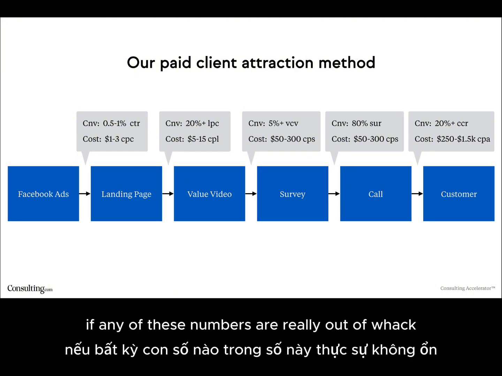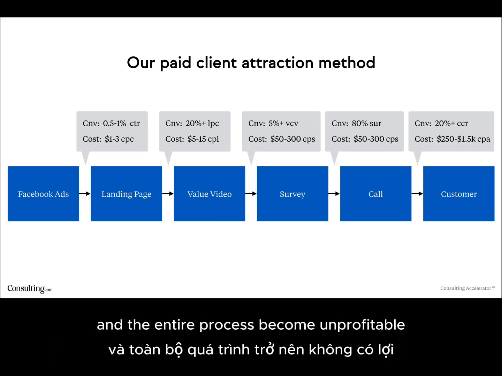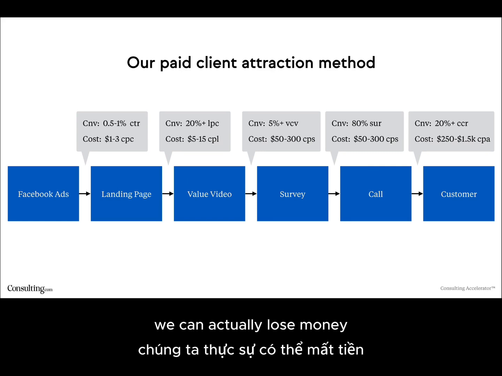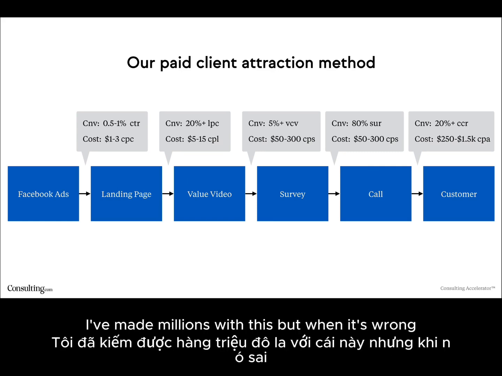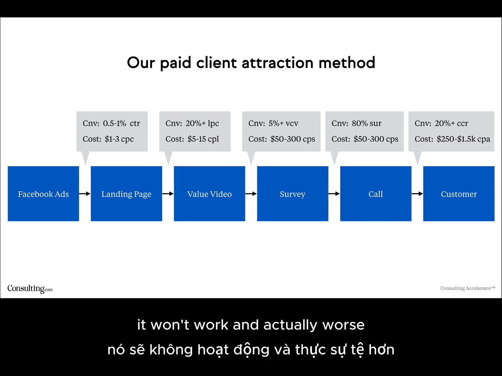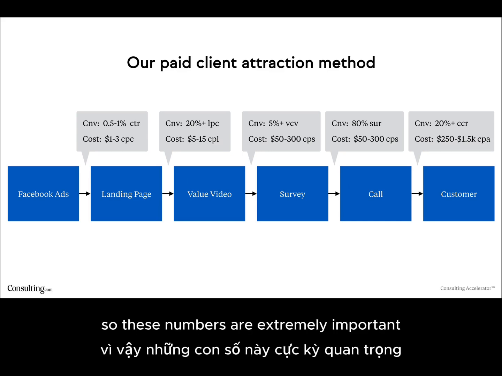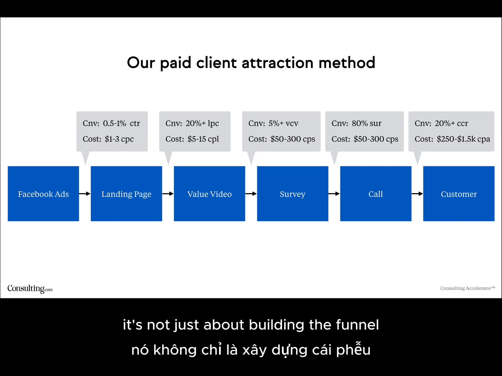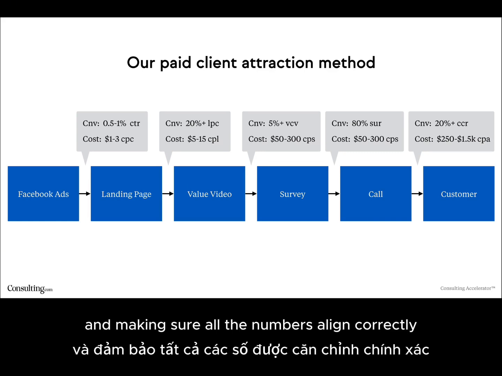You know, if any of these numbers are really out of whack, then it can make this entire campaign break down and the entire process become unprofitable. We can actually lose money. And, you know, when it works right, we can make a lot of money. I've made millions with this. But when it's wrong, it won't work, and actually worse, it will actually lose you money. So these numbers are extremely important. It's not just about building the funnel, it's about building it and then testing it and making sure all the numbers align correctly.